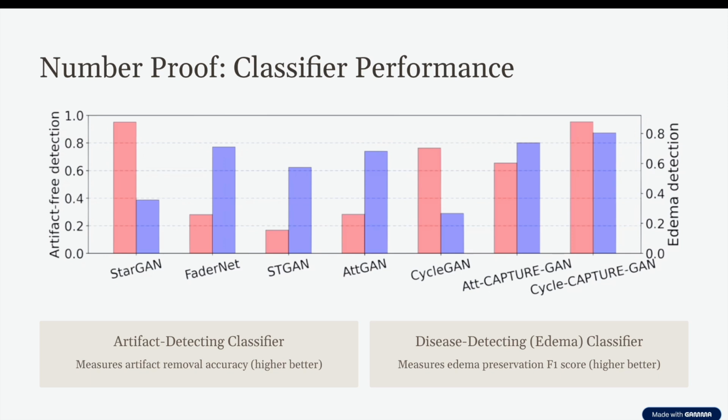If you look at CAPTURE-GAN on the right, it stands out. It achieves a high score for artifact detection, meaning it effectively removed artifacts. Simultaneously, it scores very well on edema preservation. This demonstrates CAPTURE-GAN's strength in achieving a critical balance. It's not just removing artifacts, but doing so while carefully maintaining the diagnostically relevant information.